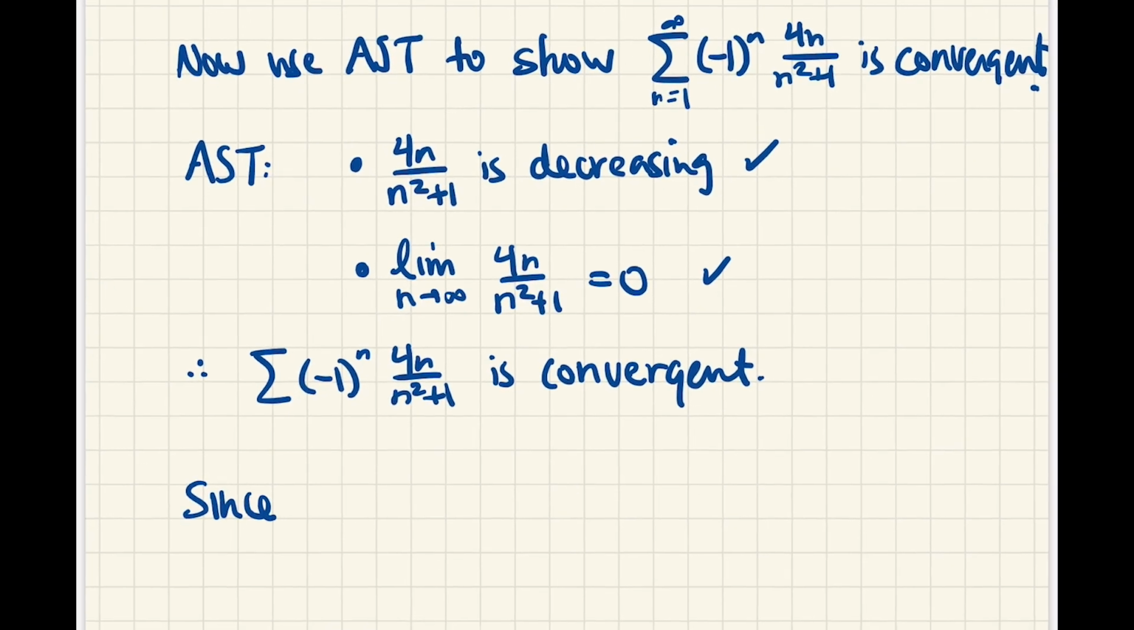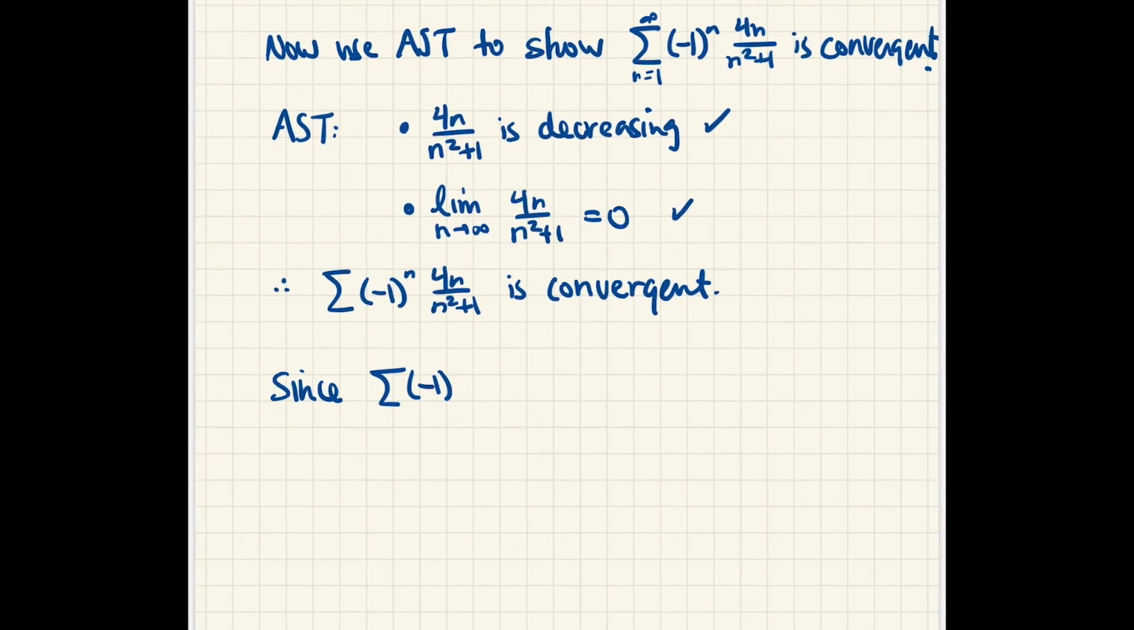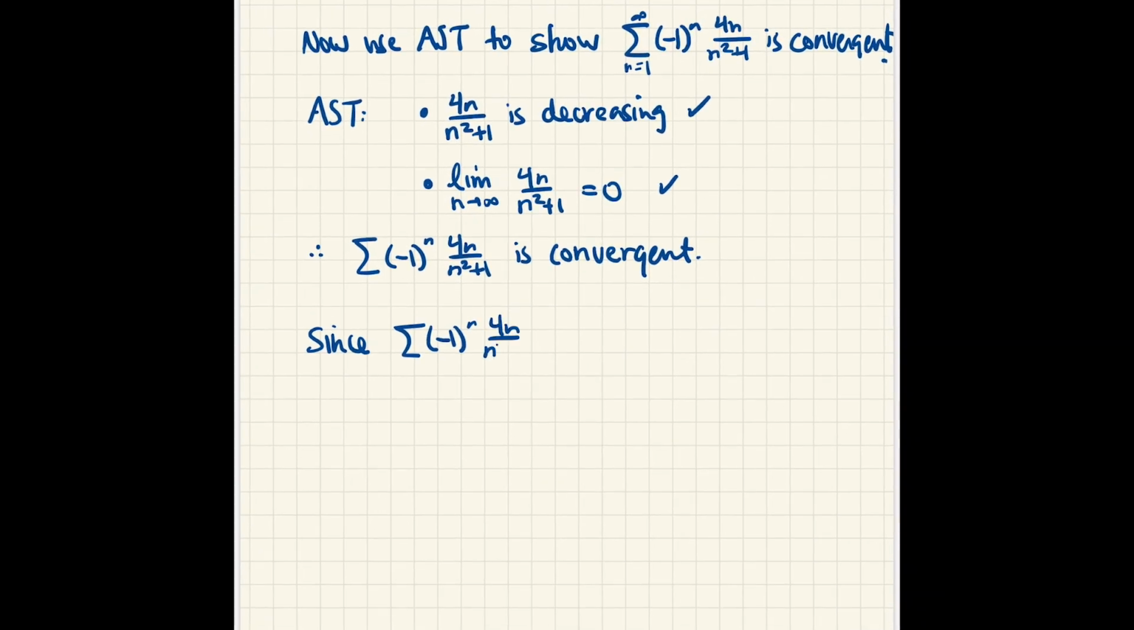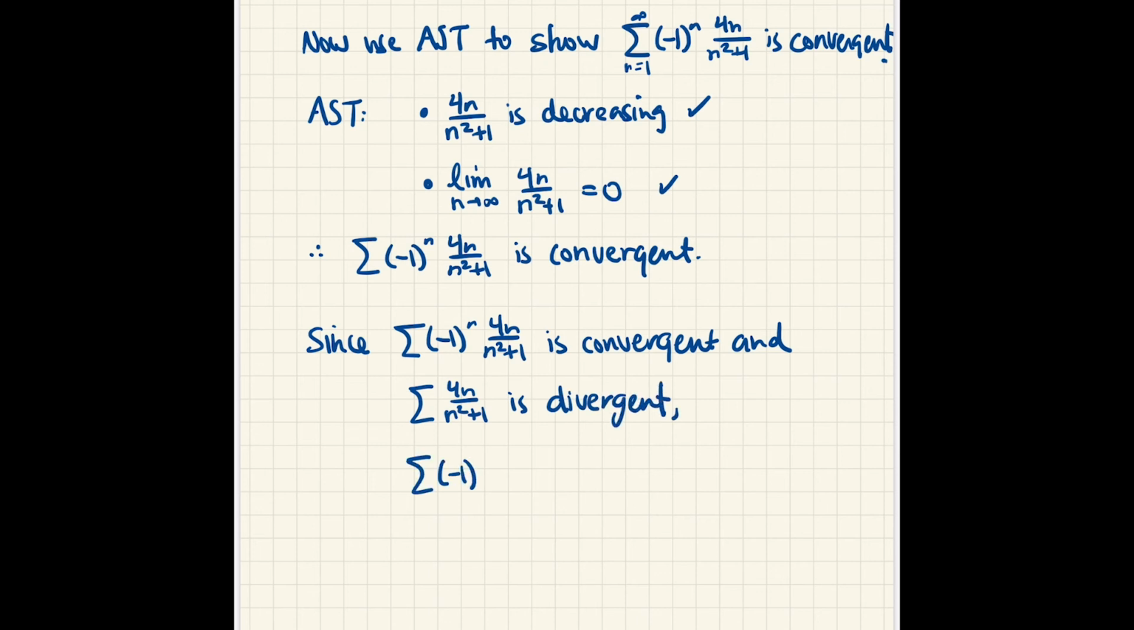All right. So our conclusion here is that since this guy here is convergent and the absolute version of that series is divergent, we get to conclude that this series here is conditionally convergent. Okay.